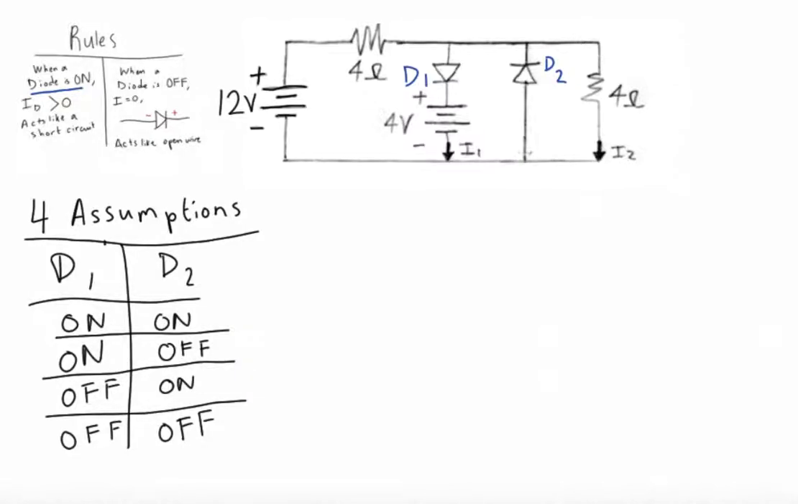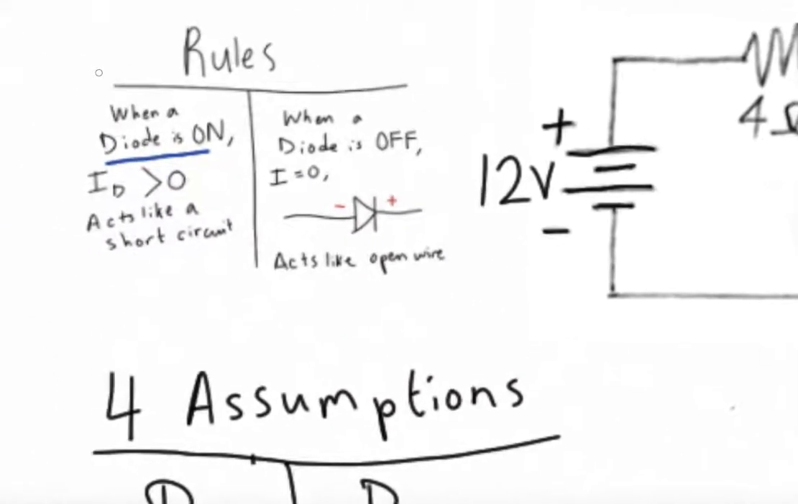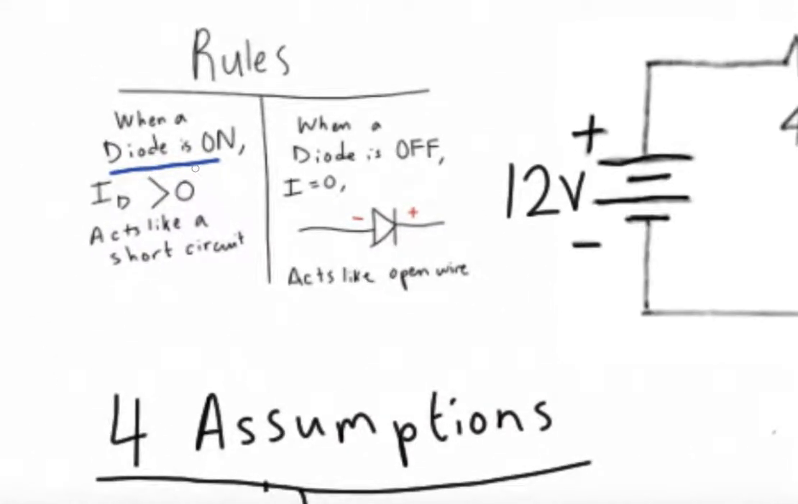So let me go over the rules. The diode is binary. It's either on or off, just like a switch. If it's on, that means it acts like a wire, a short circuit, and it's conducting current. So the current has to be greater than zero. When it's off, you replace the diode with an open circuit, so an open wire. That means no current flows through it. The current has to be equal to zero.